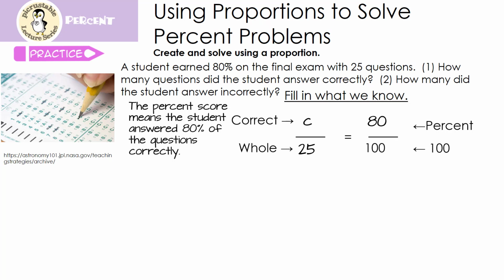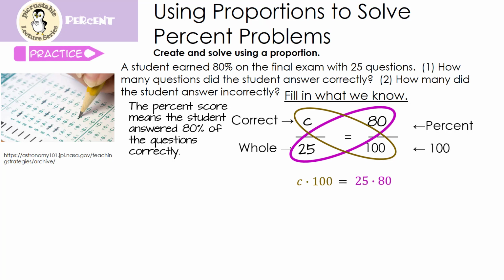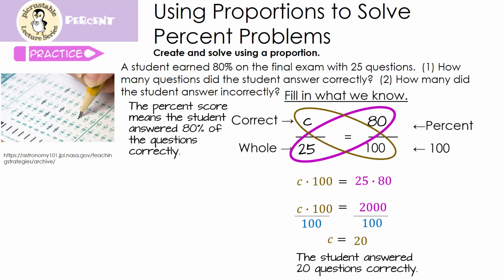So I'm going to put a C here for correct. Cross multiply, C times 100 equals 25 times 80. C times 100 equals 2,000. Remember, we're solving for C, so I need to divide by 100 on both sides. Remember, whatever I do to one side, I have to do to the other side. We end up with C equals 20. What exactly does that mean? That means the student answered 20 questions correctly.